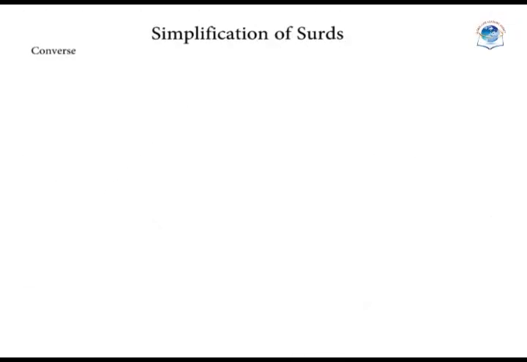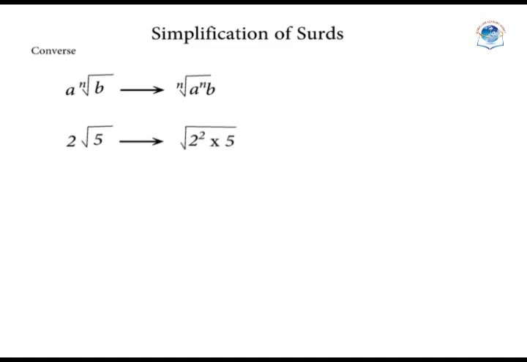Conversely, a surd of the form a root b can be expressed as a root of a single compound number of the form the root of a raised to n times b. And therefore, 2 root 5 is equal to root 2 squared times 5. That is equal to root 4 times root 5, which gives us root 20.